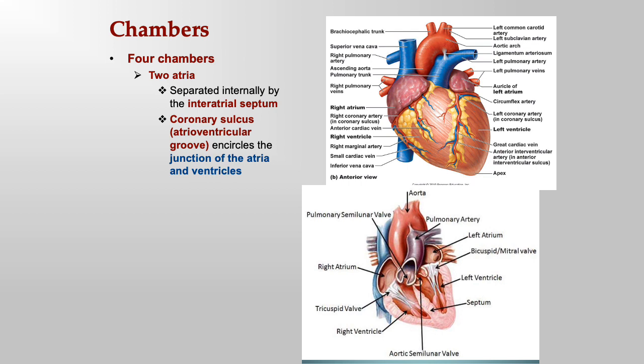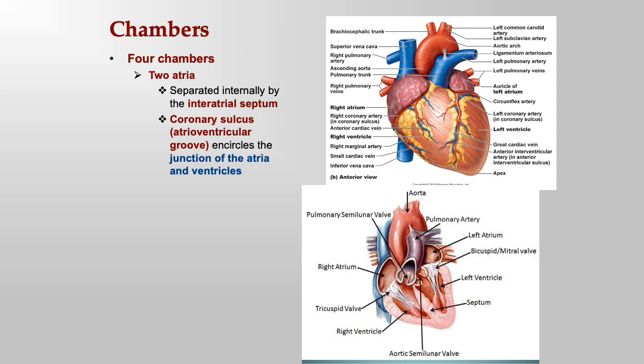The coronary sulcus, remember sulcus from Bio 201, those were the grooves in the brain. Also called the atrioventricular groove. It circles the junction of the atria and the ventricles. So take a look at that heart, especially on the bottom illustration. See, there are two chambers on the top, the two atria, singular atrium, plural atria, and then on the bottom you see the two ventricles.